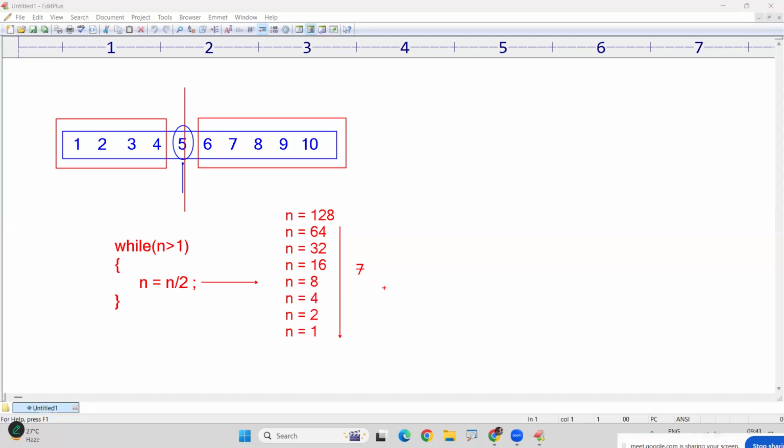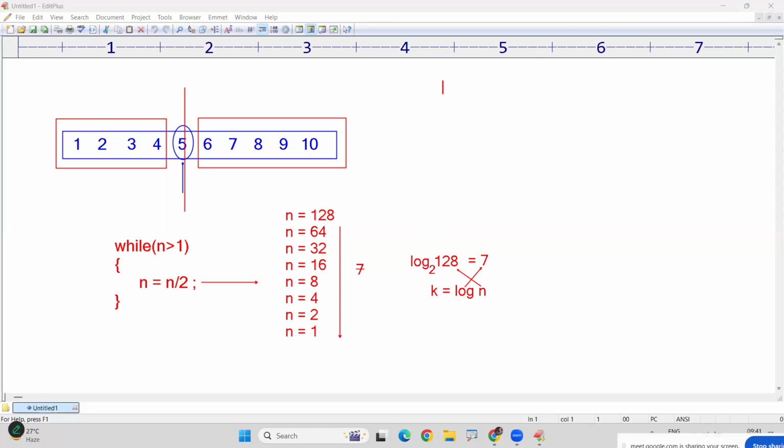Okay, 7 iterations means what? It is the logarithm of 128 base 2, which is equal to 7. So if anyone asks, we can say that log of n, where n is the number of elements you have taken, is how much time it will take. Within 7 iterations you will get it.